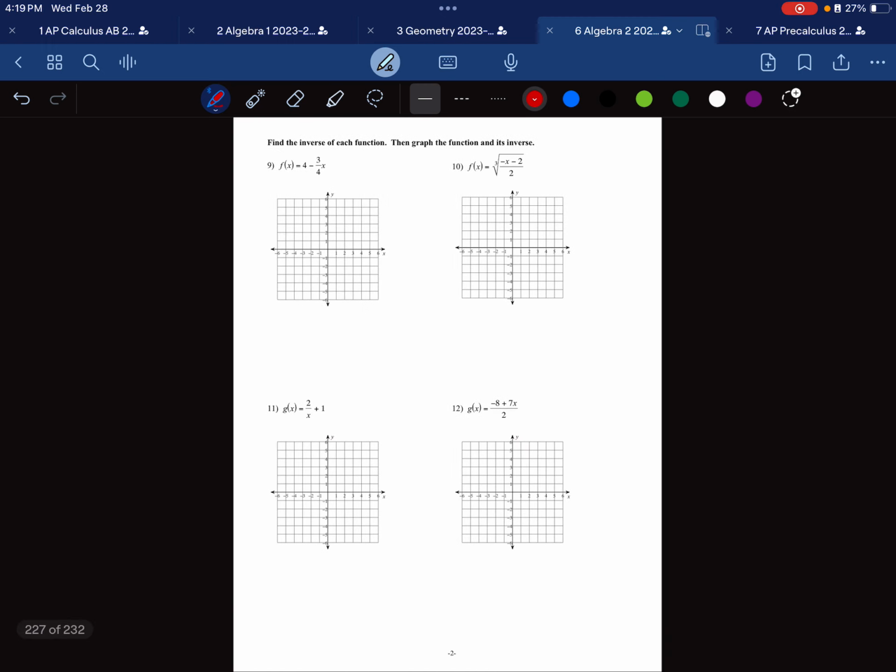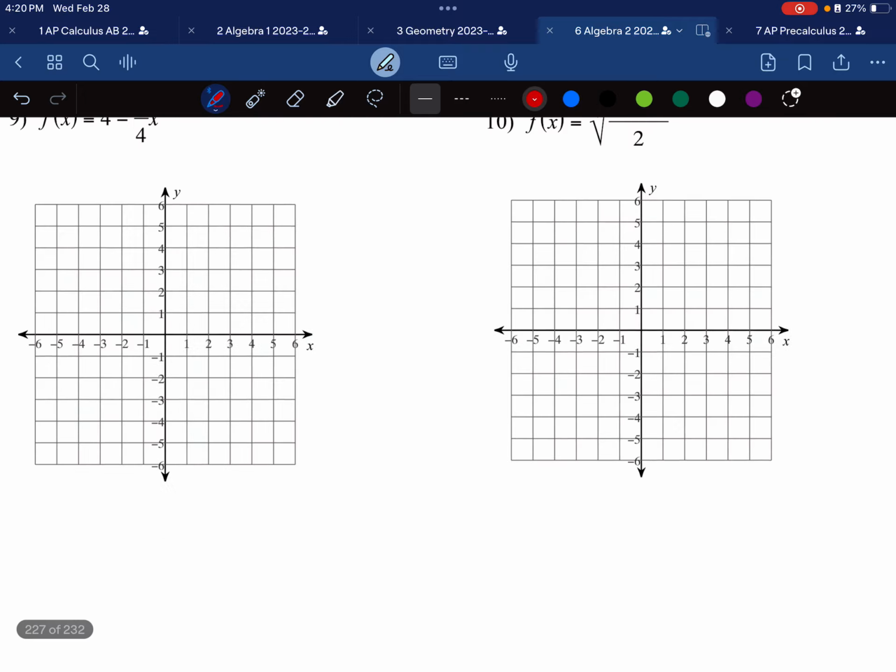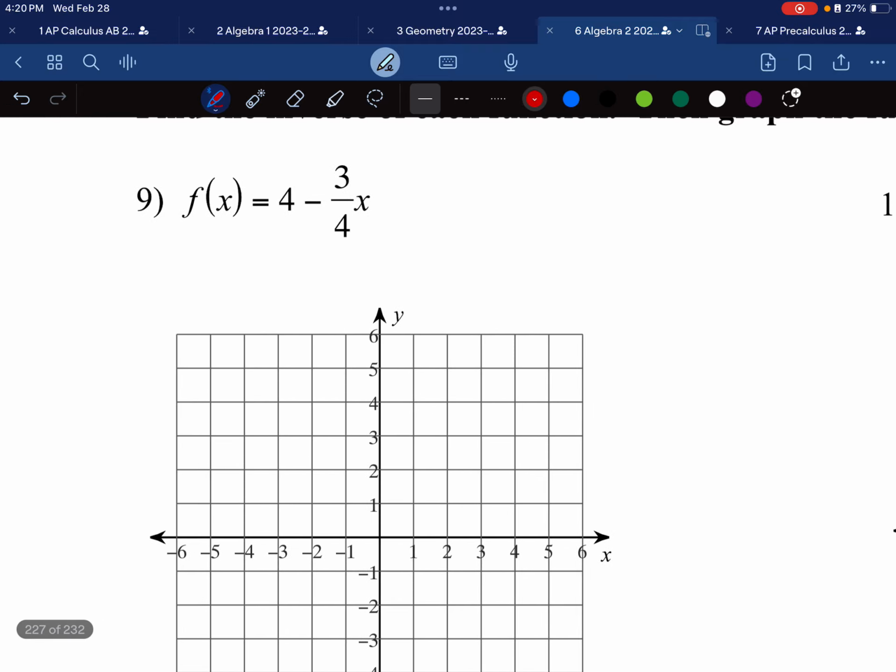All right, now we have 4 graphing questions, which are kind of tricky. So here we go, let's try these. In number 9, we need to find the inverse function first, and then we're going to graph both the inverse function and the normal function. So to find the inverse function, we're going to switch out our f of x. So for an x, we're going to say x is equal to 4 minus 3/4 x. Instead of f of x, we're going to say f inverse of x for here.